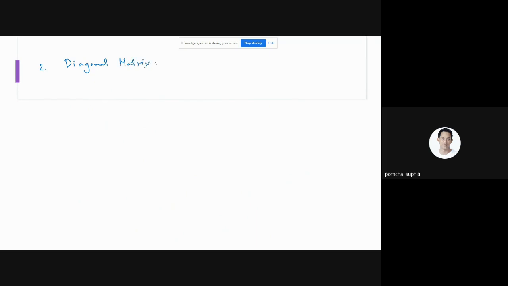So for a diagonal matrix, if I write it as a D matrix, this is a matrix with the element Dij, where Dij. In English, when we say "where," it's just a technical way of saying the condition. So that's what it means.